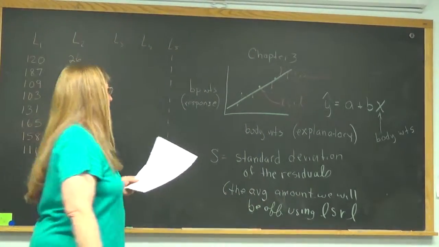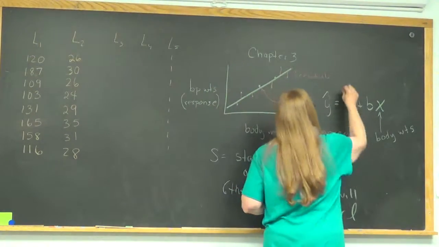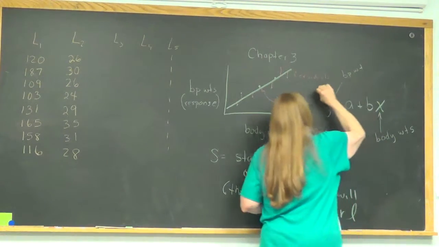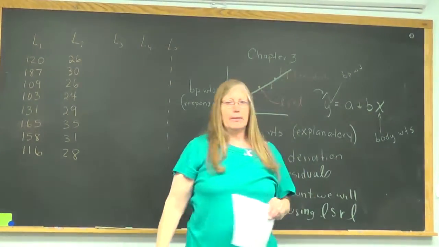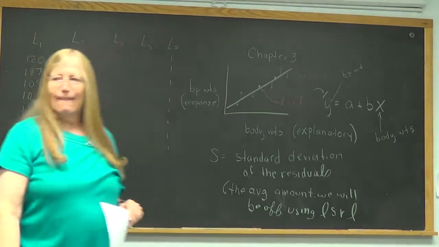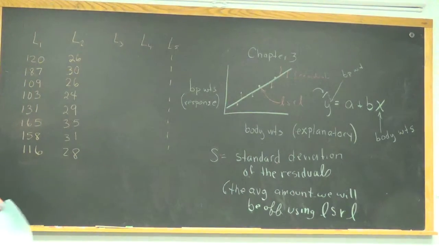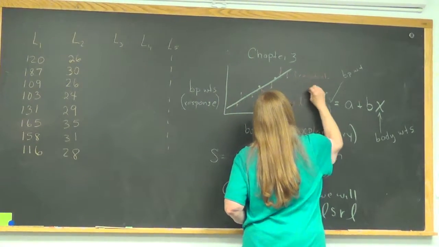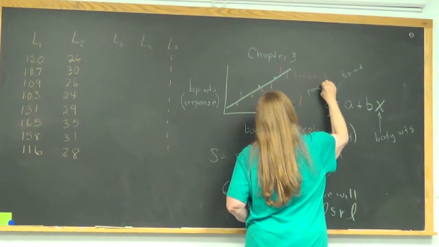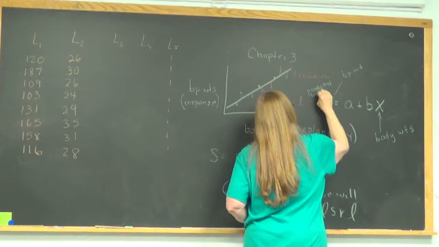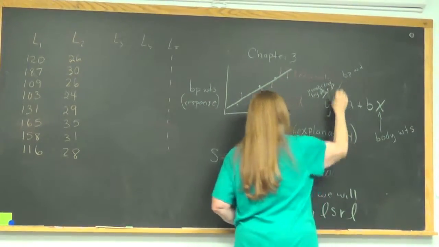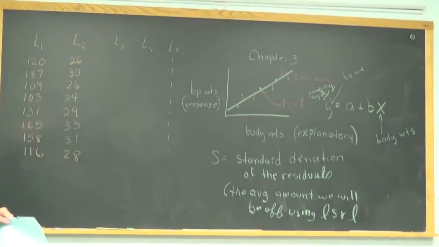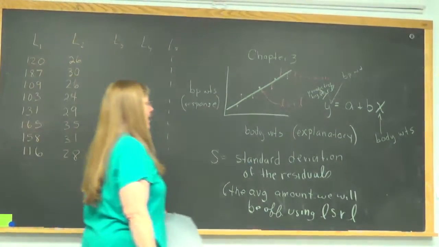All right, Y is the backpack weights. So what does the hat mean? You remember what the hat means in this scenario? It means predicted, or we'll call it the expected amount, predicted by the least squares regression line. The hat is the Y that is predicted by the least squares regression line.